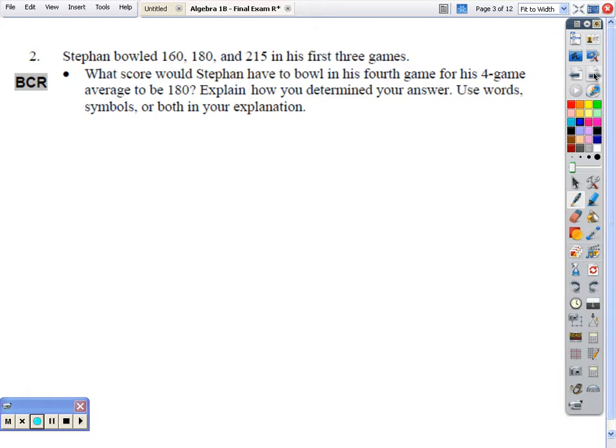When you have a BCR and ECR in algebra, the explanation, or justification, is really just showing your work. So that's all I'm really looking for when I grade these exams, is that you show your work. So this problem should look familiar once you see it. We did a number of these problems in class throughout the year.